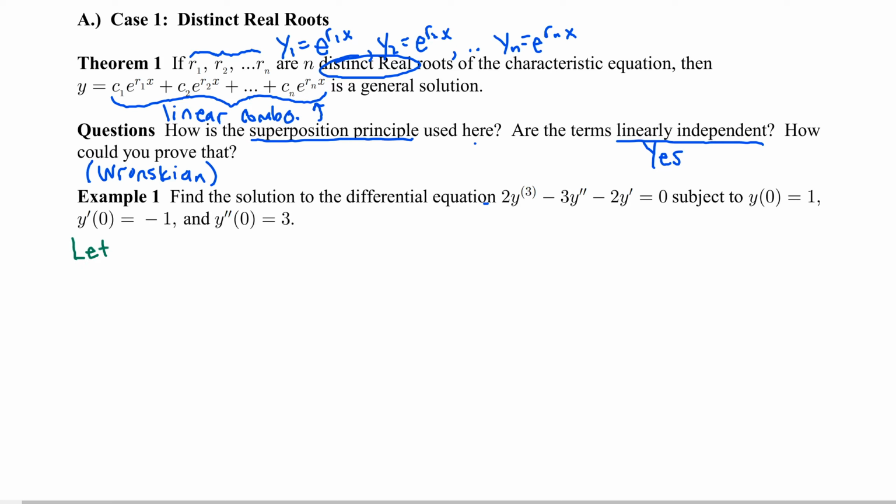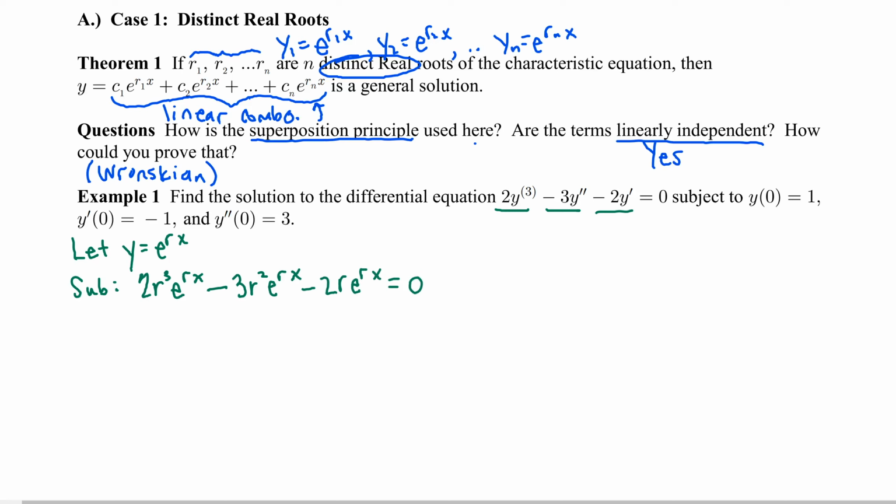So we're going to make the assumption that y equals e to the rx solves our constant coefficient linear homogeneous differential equation. So if y equals e to the rx is a solution, then we can substitute this into our differential equation. So starting with our first term, 2 times the third derivative of y, notice the third derivative of e to the rx would be r cubed e to the rx, minus 3y double prime, that's going to be minus 3 times r squared e to the rx, minus 2y prime is going to look like minus 2 times r e to the rx equals 0.